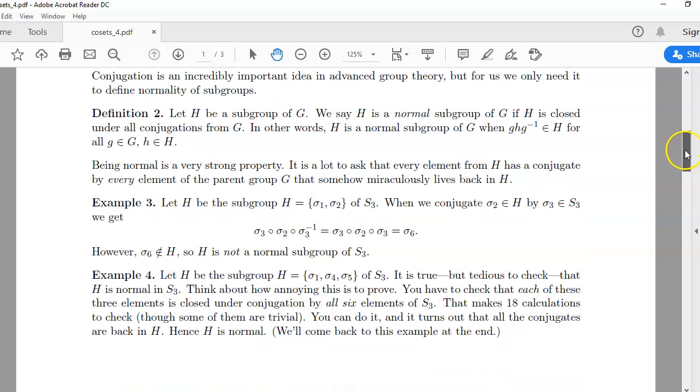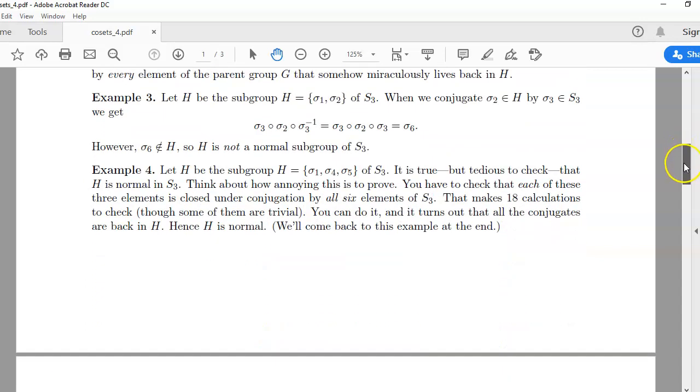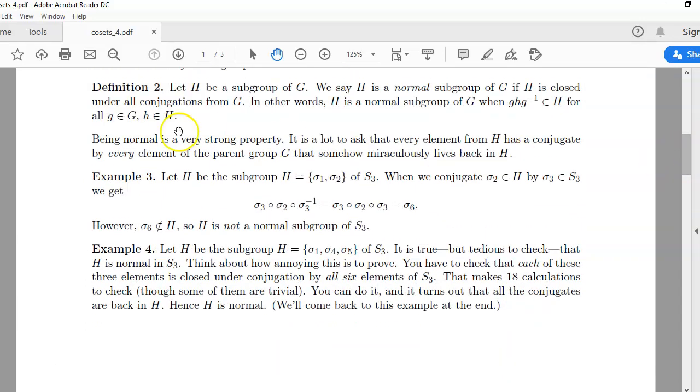That's what normal means, and you'll see why you care in a little bit. For now, let me keep the definition on the screen here, and then we'll look at these two examples.